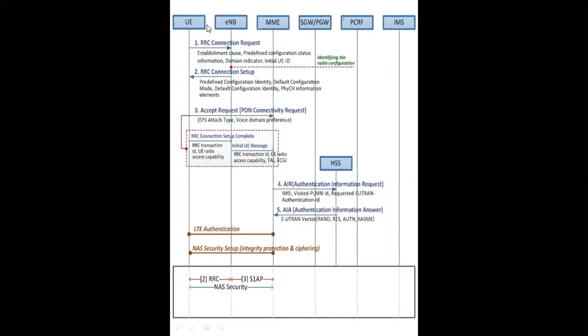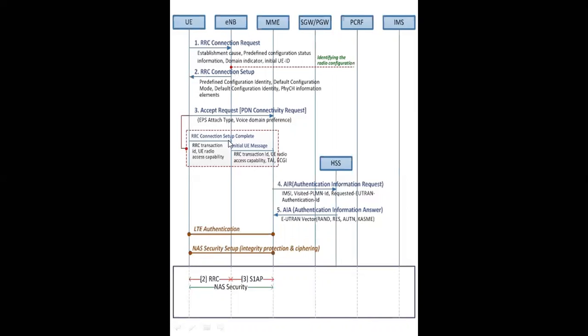Once the eNodeB receives this message, the eNodeB sends the RRC connection setup message. In it there is a predefined ID, default configuration mode, default configuration identity, and physical channel information. So all this information, like SRB1 information and your different channel configuration criteria, is present in the RRC connection setup message. This dedicated information is there.